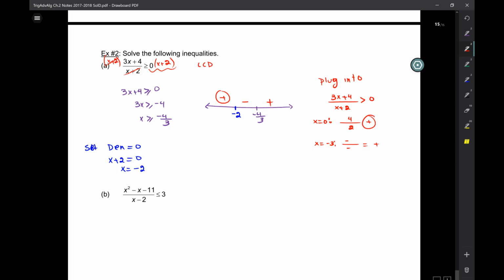Now, what are we being asked for? Greater than. So is that positive or negative? Greater than or equal to. Positive. So positive, that means I'm going to take which regions? The left and the right. So on the very left, it's all the numbers less than or equal to -2. And on the right, it's all the numbers greater than or equal to -4/3.